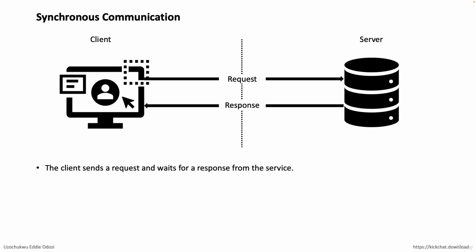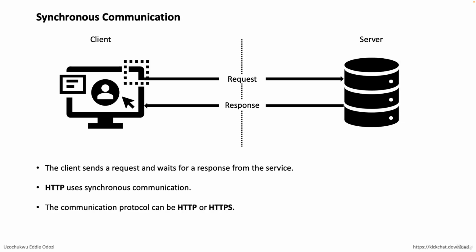Now, the client sends a request and waits for a response from the service. HTTP uses synchronous communication, so we are familiar with this. When you send a request from your client, front end or whatever, you wait for a response from the server before you proceed. And then the communication protocol used can be HTTP or HTTPS. So this is just the basic idea of how synchronous communication works.